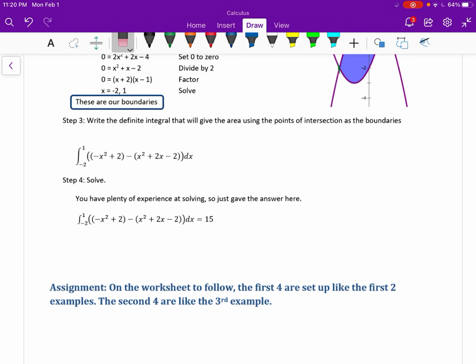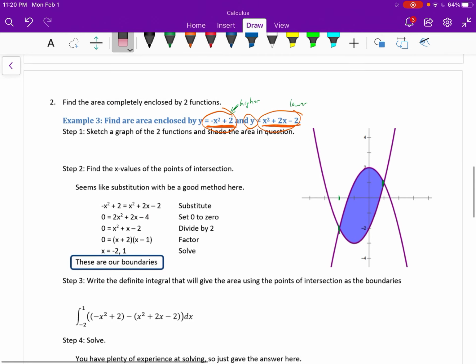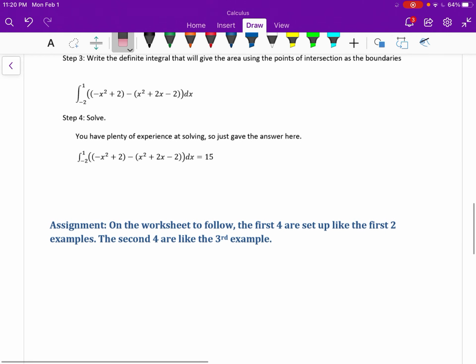Next one. Actually, not the next one. Just to let you know, there's the assignment that you have. A few of them are going to be like the first part from this lesson, where you're given the boundaries, and then the second ones will be you have to find the points of intersection.